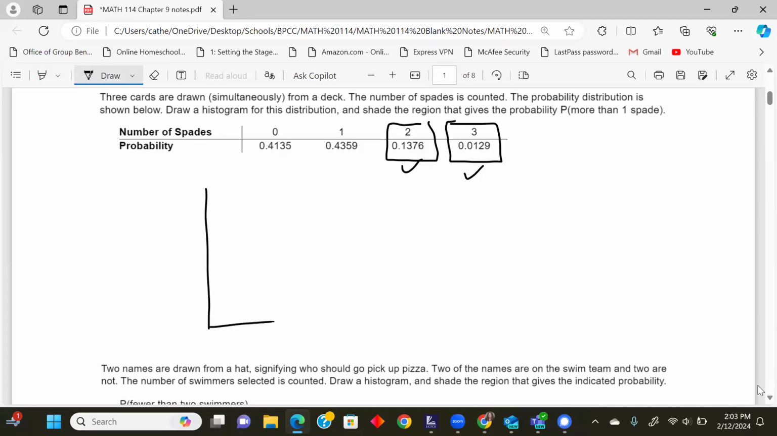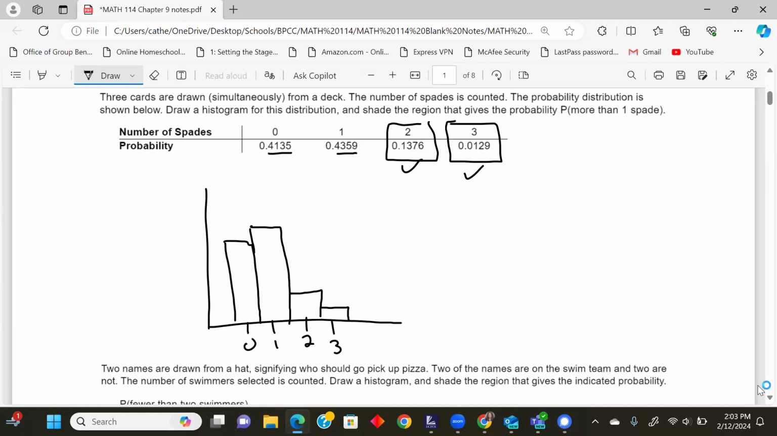So let's get an idea what this chart would look like. All right, so this is 0.4135. So let's just say this is at 0.4135. The probability of 1 spade is just a little bit higher. The probability of 2 spades is 0.1376. And then the probability of 3 spades is pretty small. So that's 0, 1, 2, and 3. That's what the histogram looks like.